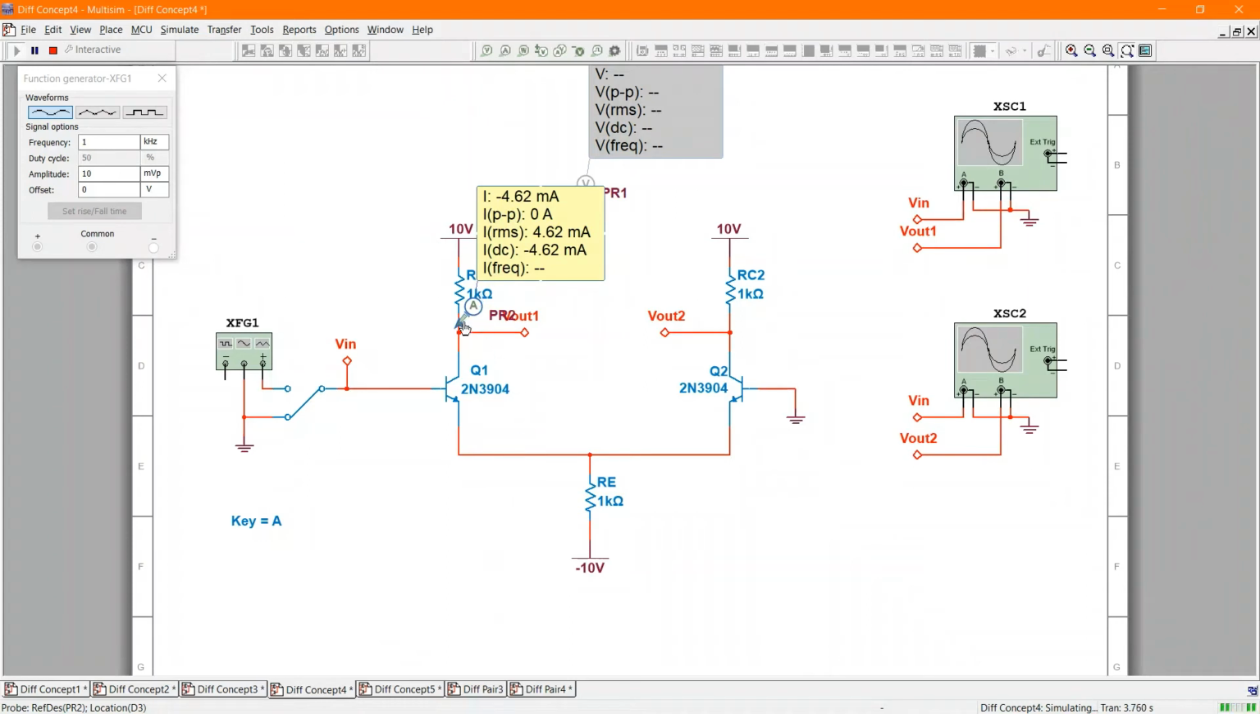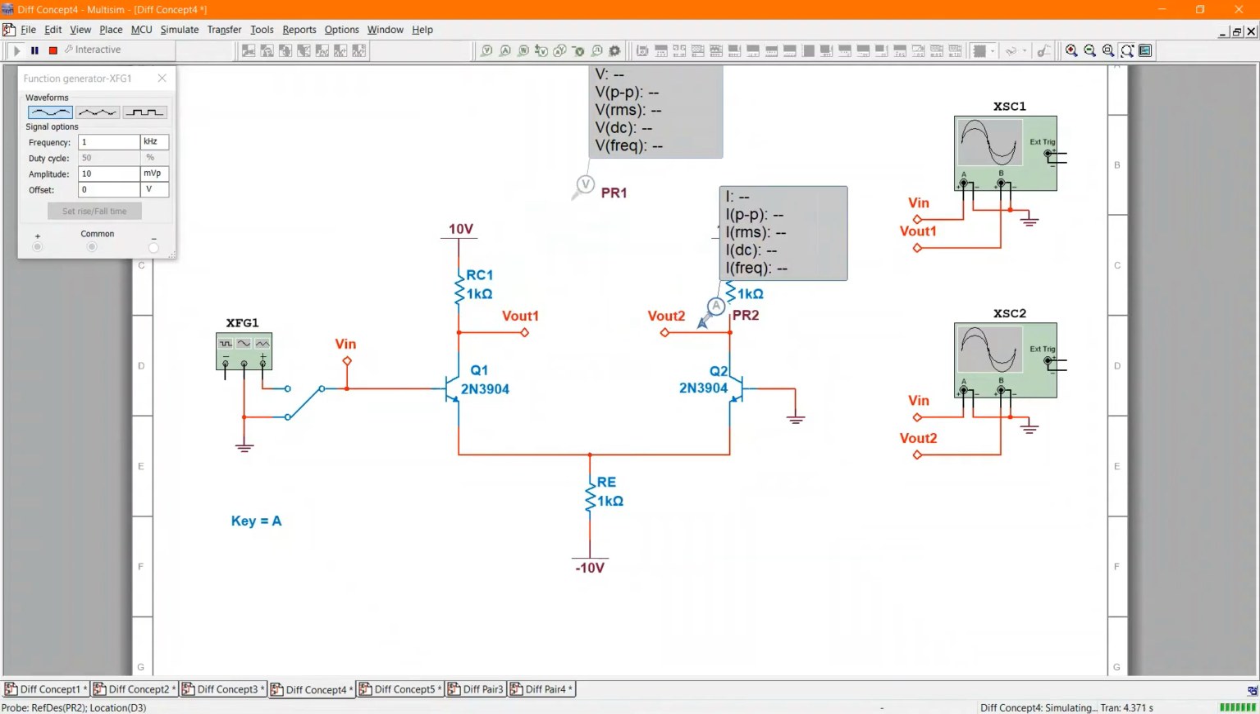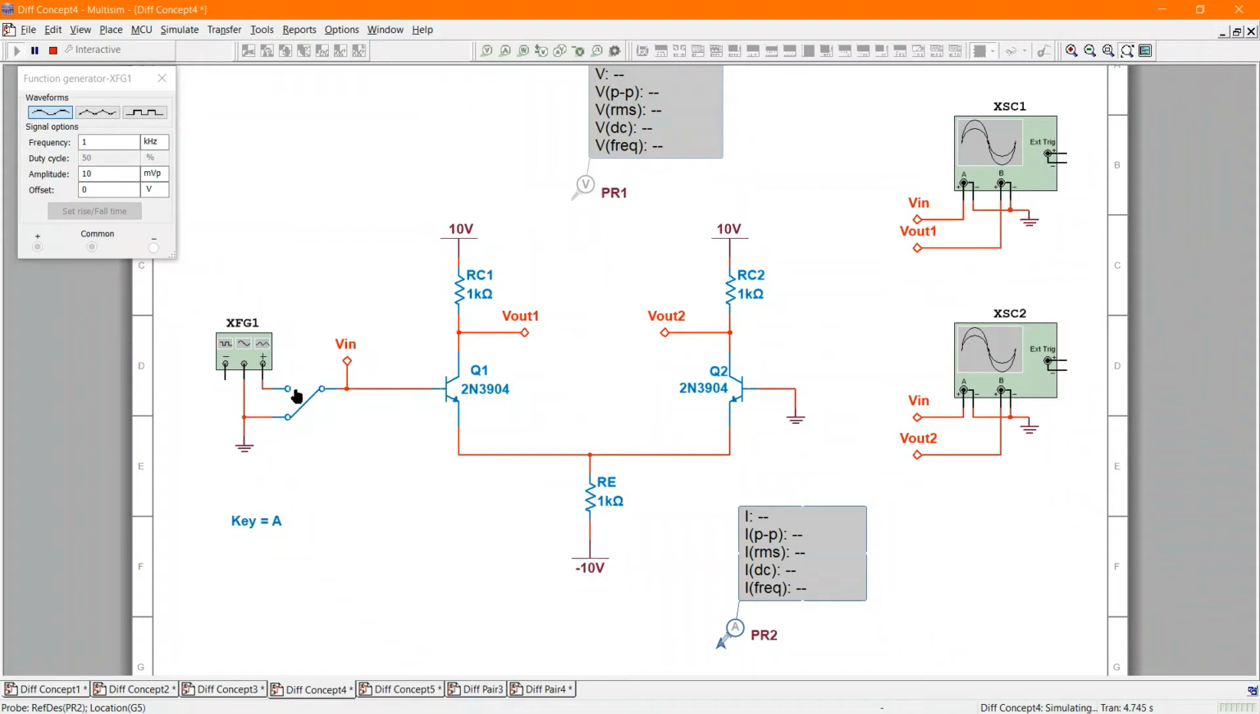And when I take my current probe over here and I look at the current going down this path, it's 4.62 milliamps, which is virtually half of the 9.3 that was coming down here. And then when I come over here, I can see it's also 4.62 milliamps. So in DC mode, looking at the DC, which we've done basically by putting both inputs to 0, the emitter tail current should be split in two, with each of these guys getting half.